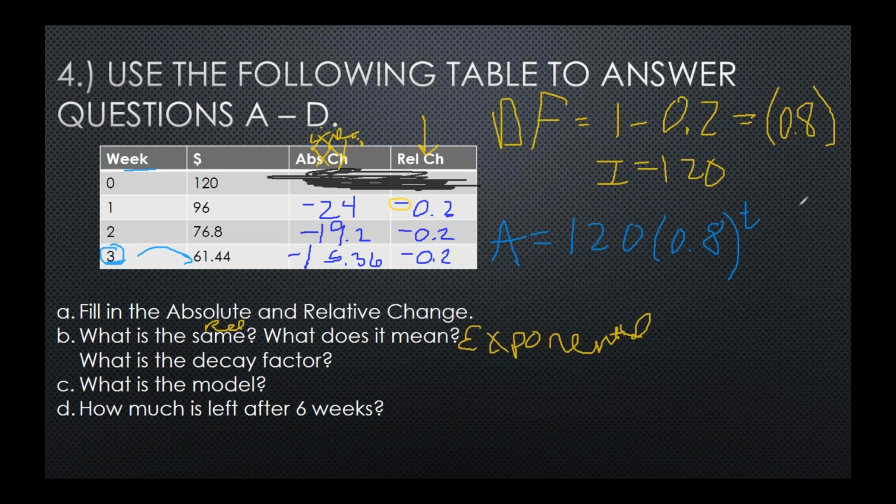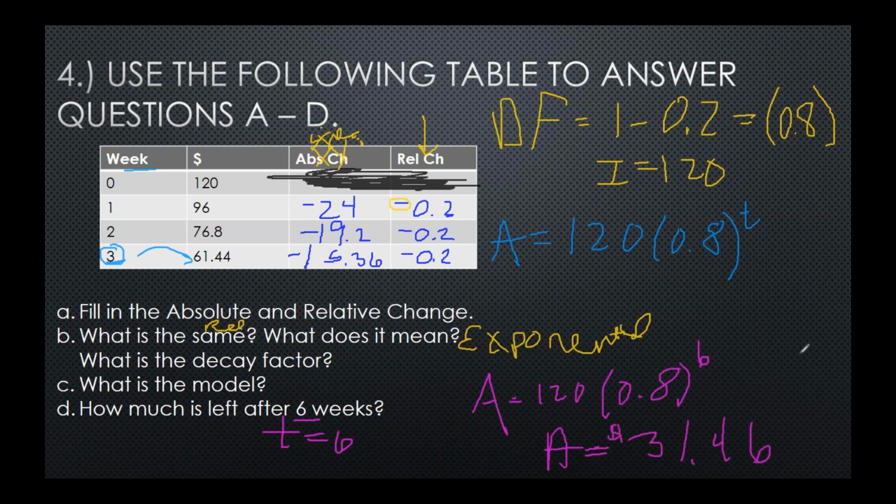Okay, then the last question here, letter D, says, what is it after 6 weeks? Well, that's time, so we know that t is 6. So A equals 120 times 0.8 raised to the 6th power. Did anybody get an answer for that? Very good. 31.46 is correct. $31.46. Okay. So you can see it's very, very much like exponential growth, except the number inside the parentheses is smaller than 1 because our values are getting smaller.